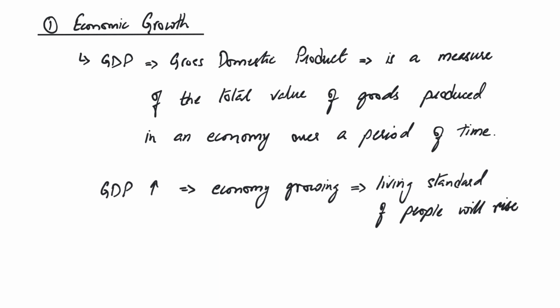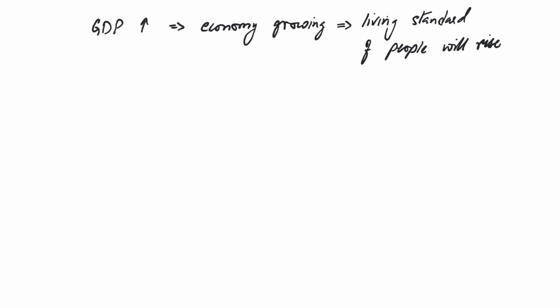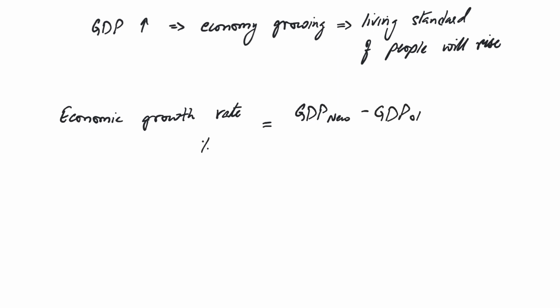So, economic growth rate एक percentage है, उसका एक फॉर्मूला है, इकोनॉमिक ग्रोथ रेट. The formula is you take the GDP of the new year, you subtract the GDP of the old year, and then you divide the GDP old into 100.